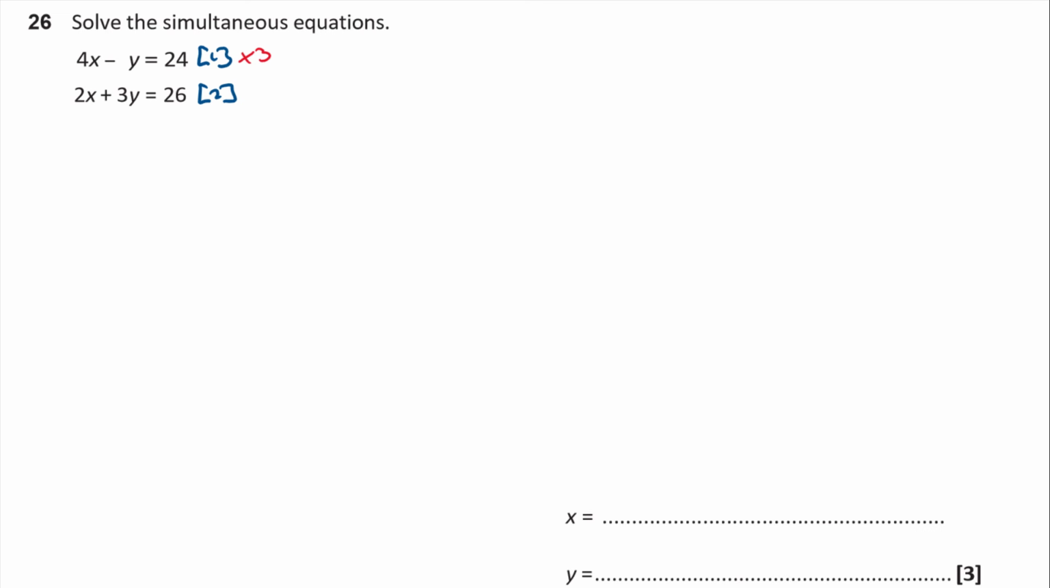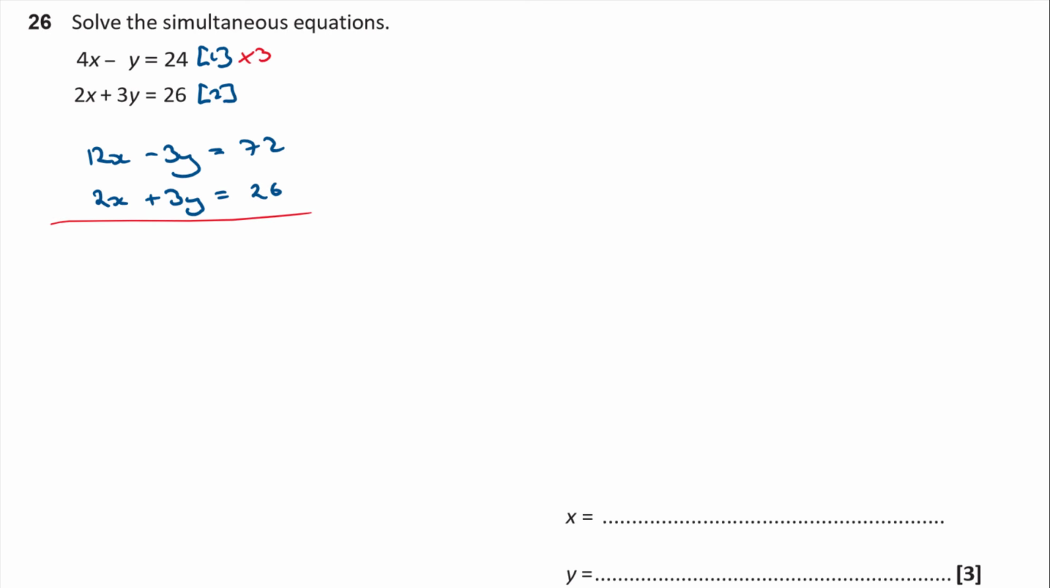So 4x times 3 is going to be 12x, minus y times 3 is minus 3y. 24 times 3, what's that? 3 20s are 60, 3 4s are 12, that's going to be 72. Okay, and then the other one just stays the same. So I've got 2x plus 3y is equal to 26.